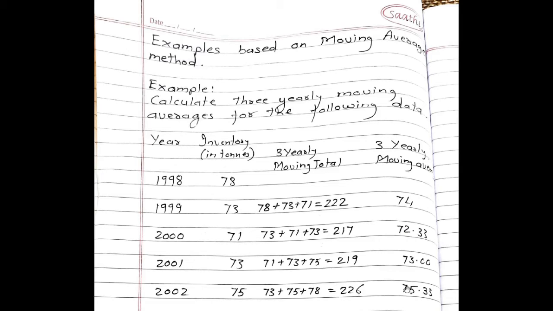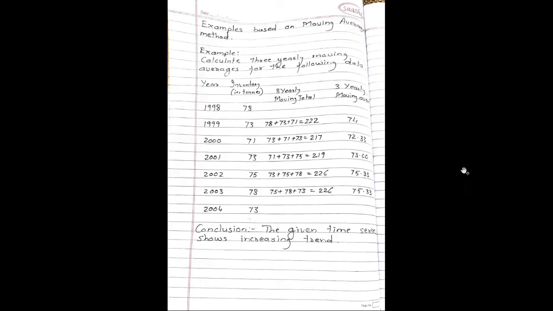Examples based on moving average method. First example. Calculate 3 yearly moving averages for the following data. Year and inventory in tons values are given. We have to find 3 yearly moving averages.